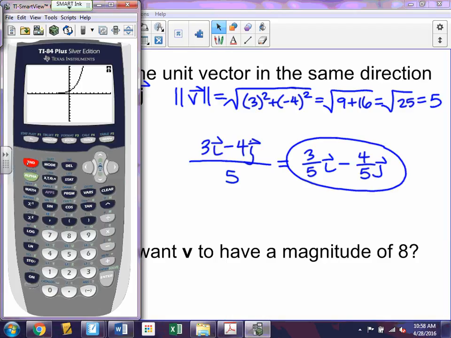So if I take, you can just watch me here, the square root of 3/5 squared plus negative 4/5 squared, what should I get? I shouldn't be surprised that I'm getting 1. I now have a unit vector with length of 1. Good there? Questions on that?